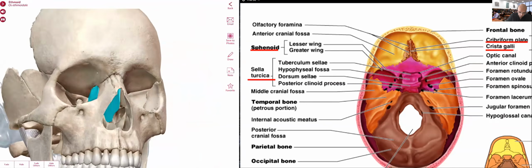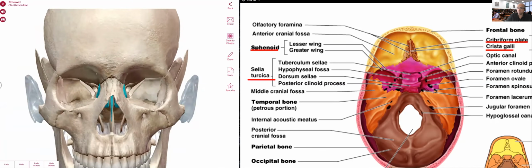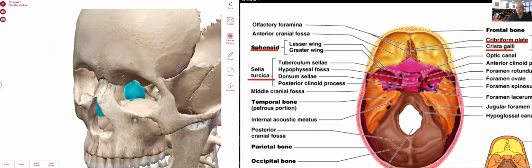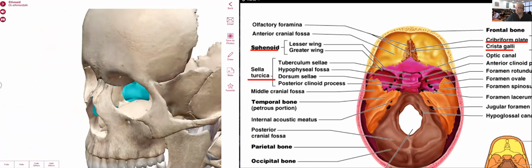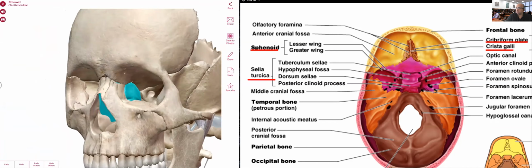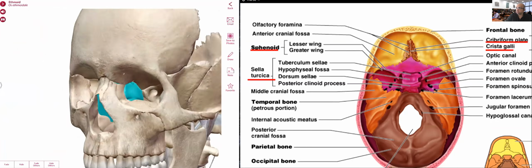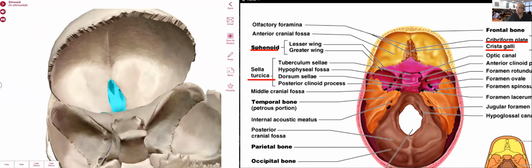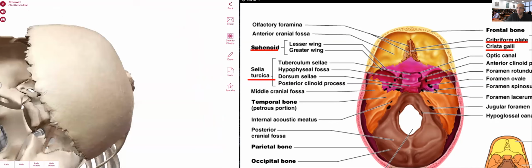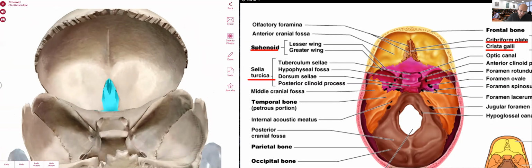I can see part of it bending down inside the nasal cavity. I can see part of it forming the medial wall of the orbit of the eye, if you notice on here. And I see part of it inside the cranial cavity.